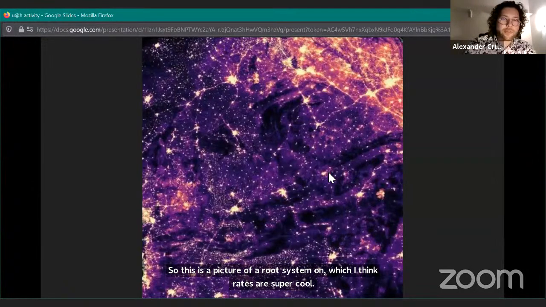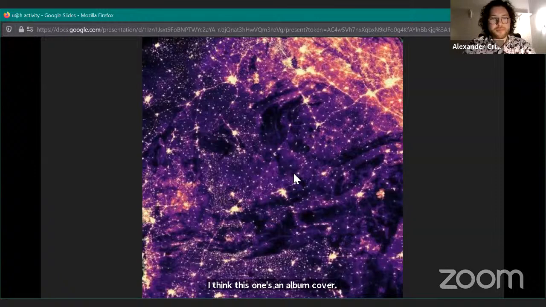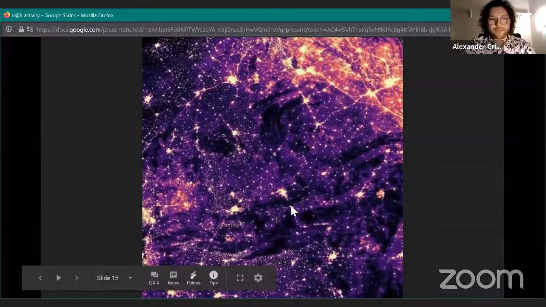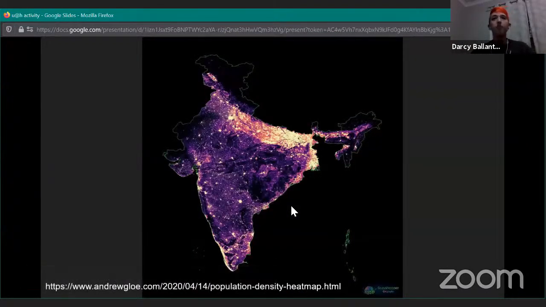So I think this one's an album cover. We've got city lights again. A couple people saying that. Seems to be the consensus for the moment. Yeah, this one is very similar to the city lights. This is actually population density, which generally where there are more people, there are more lights, but there are definitely areas where a lot of people can live and you don't have nearly as much light pollution.